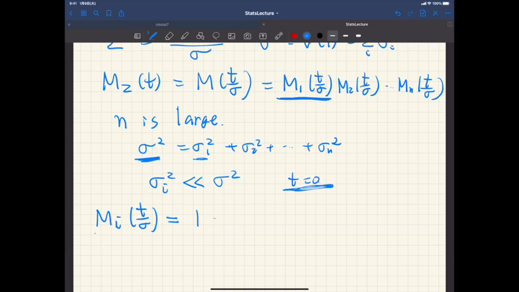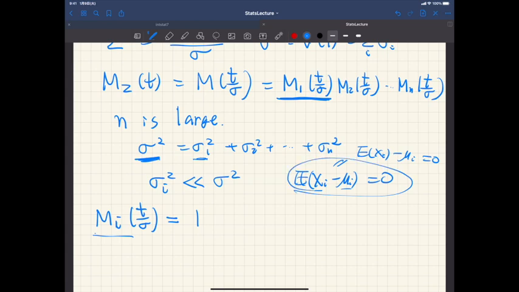And if you differentiate this function once and put t equal to 0, that gives you the average of the random variable used for calculating this moment generating function, which was xi minus mu i. So the expectation value of this should be 0, right? Because the expectation value of xi is mu i. So this is equal to this minus mu i, which is 0. So the first derivative, when evaluated at t equal to 0, gives 0.